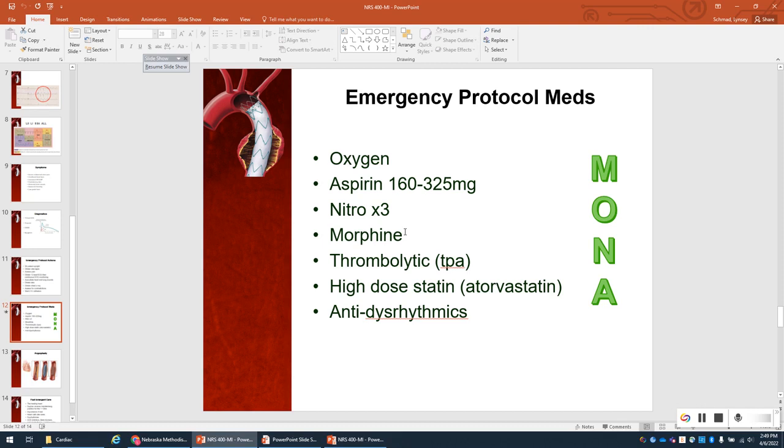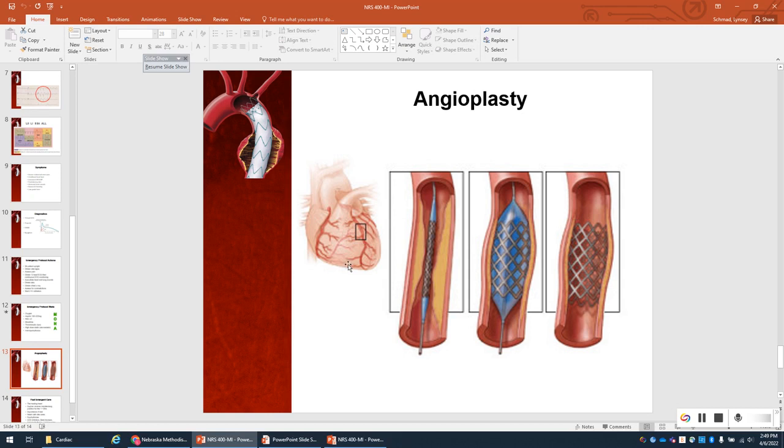So on page 711 of Lewis, figure 33.5 is a great overall picture of assessment and management of these patients with angina versus acute coronary syndrome. So I suggest you take a look at that. So again, these patients must be in the cath lab within 90 minutes of a confirmed STEMI, complete blockage.